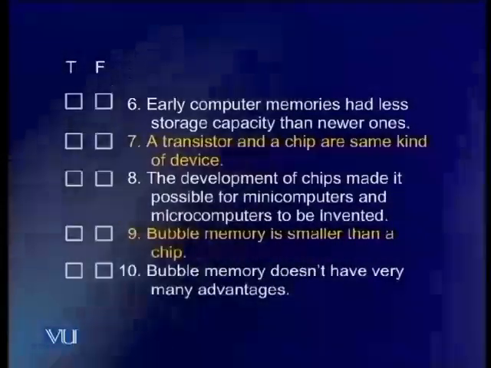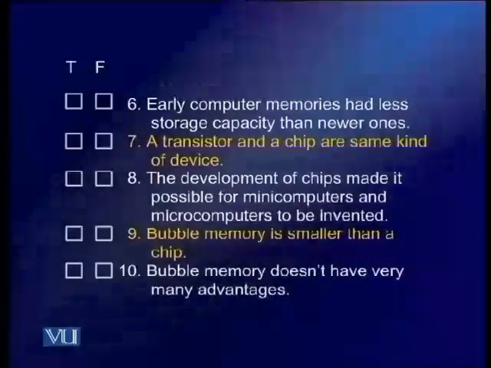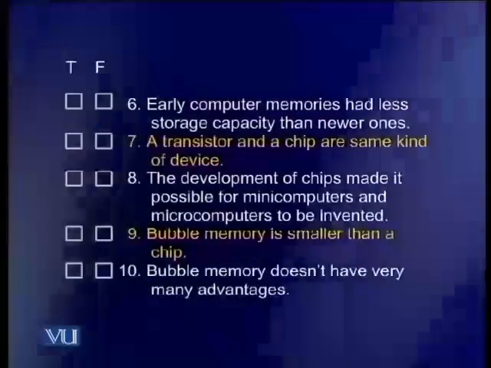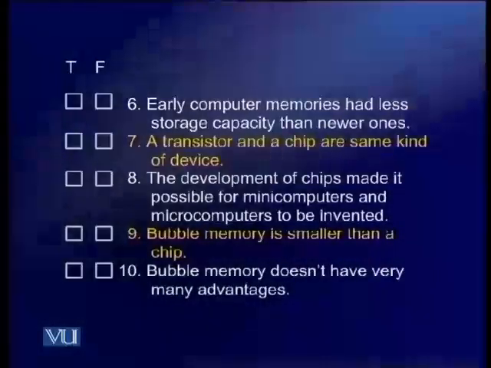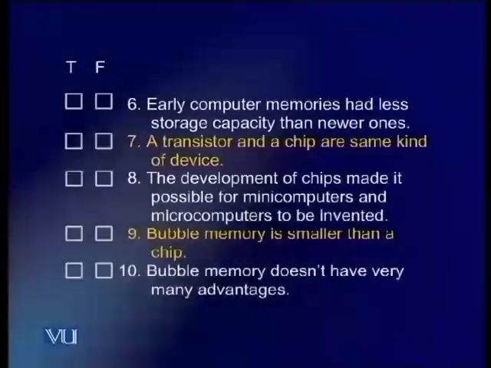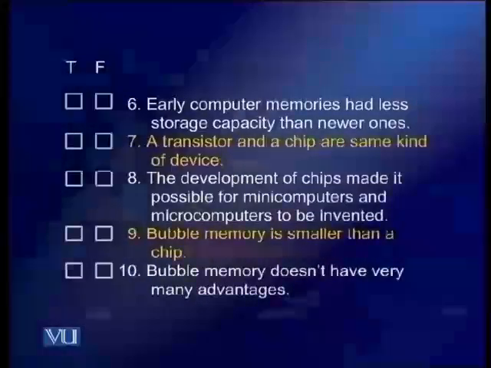Number 9. Bubble memory is smaller than a chip. Statement is true. And the last statement, bubble memory doesn't have very many advantages. It's a false statement. Now you can make this statement true by making the following changes. Bubble memories are not expensive, consume little power, are small in size, and highly reliable. The false statement was that bubble memory doesn't have very many advantages, which is wrong.